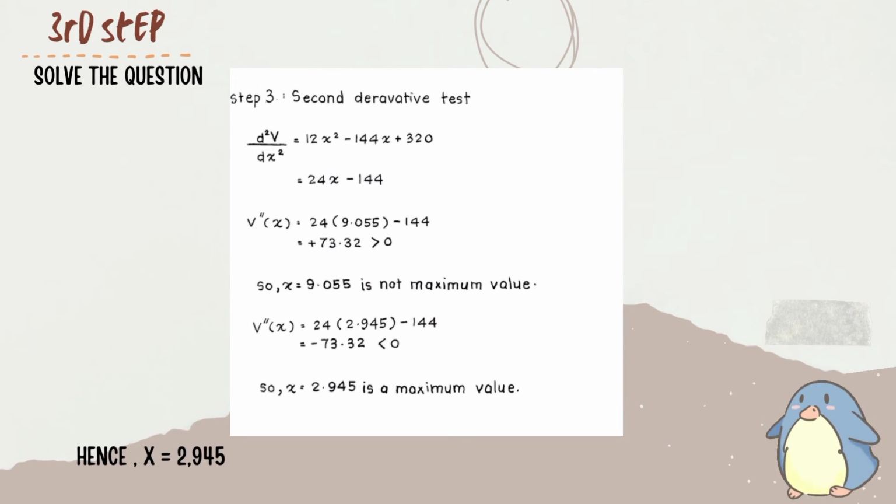In the last step, we need to do the second derivative test, which is finding d squared V over dx squared. To find it, the first derivative will be differentiated again, and we get 24x minus 144. Lastly, the equation will be tested using the values of x. The first value gives positive 73.32 as the second derivative, meanwhile the second value of x gives negative 73.32. We can conclude that the maximum value is x equal to 2.945 because it gave a negative answer.